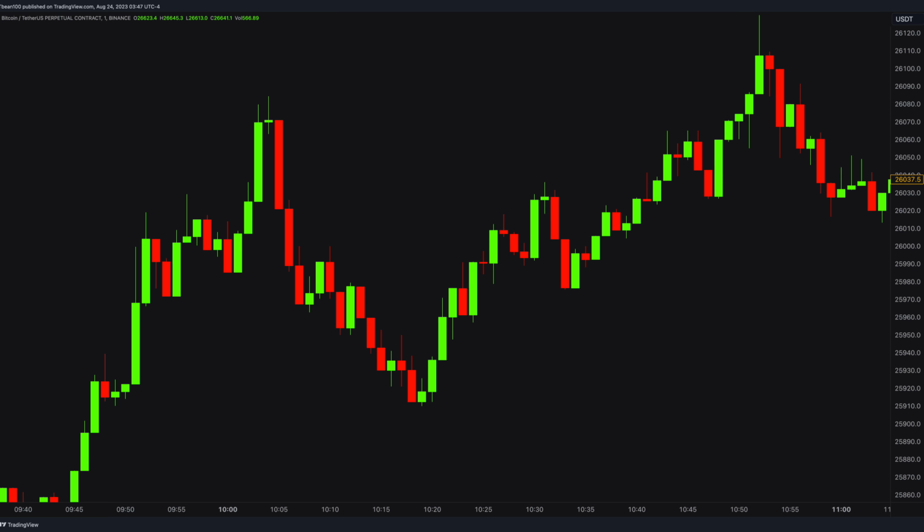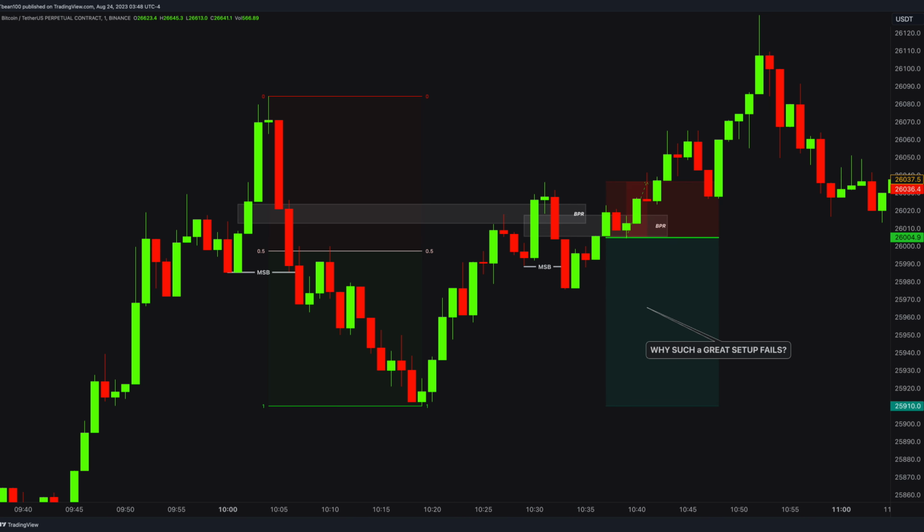Let's talk about the fake detection, which many of you probably caught in the fake setups. Check this out. Look at this great market structure shift and BPR. Not just that, it also makes another smaller market structure shift and BPR at the entry point. And all this happens in the premium zone. Such a great trade setup. Why would even this fail?